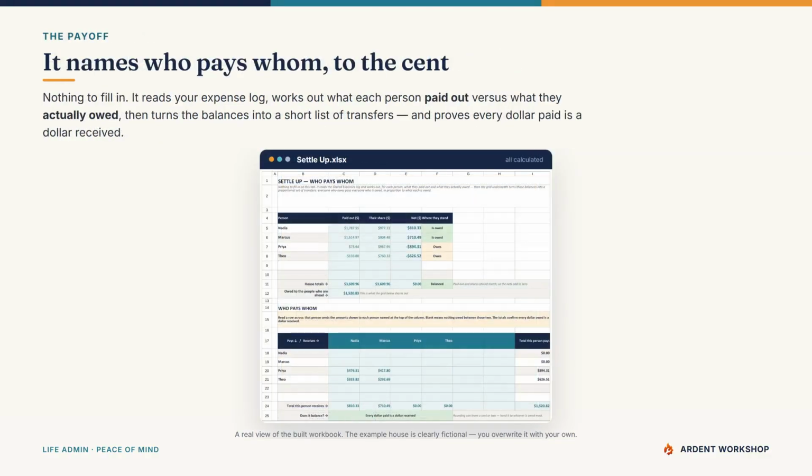This is the payoff. Settle Up works out what each person actually paid out against what they actually owed, and the difference. Then it turns those balances into transfers. Everyone who owes pays everyone who is owed, in proportion to what each is owed, so every figure is explainable in a sentence. In this example house, Priya sends $476.51 to Nadia and $417.80 to Marcus. The totals prove every dollar paid is a dollar received.